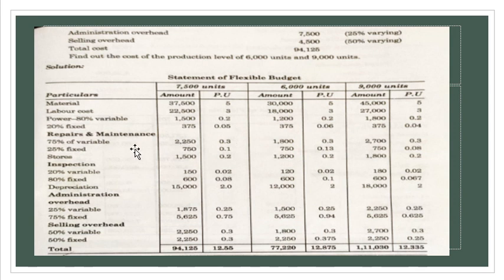So out of 100%, 75% is variable. So what is the remaining? 25% was fixed. So out of 3,000 into 25% will give you 750. So 750 is the fixed expenses of repairs and maintenance. So it will remain same for all the units. So 750 for 7,500, 750 divided by 7,500 will give us 0.1 as the cost per unit. Now here the total cost will remain same, that is for 7,500, 750, for 6,000, for 9,000 also 750, but only the cost per unit will fluctuate under fixed expenses allocation.